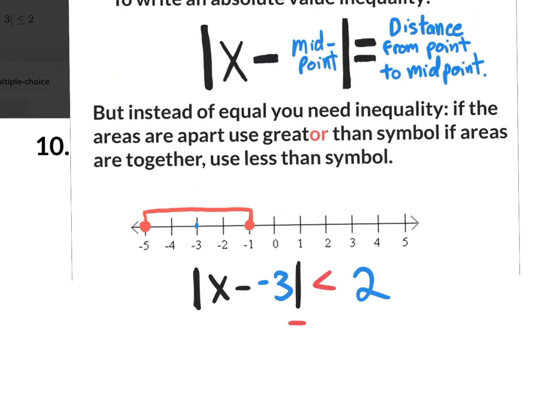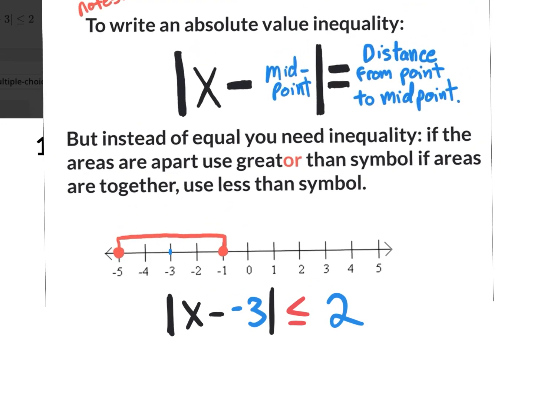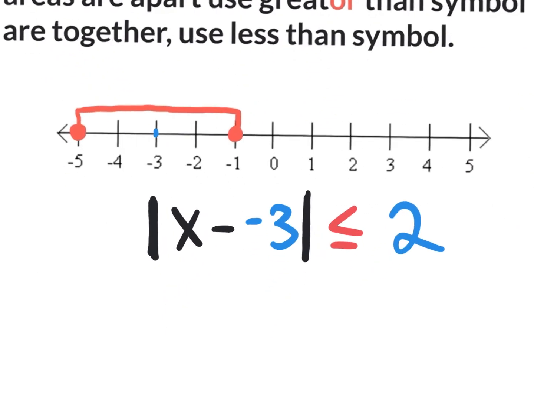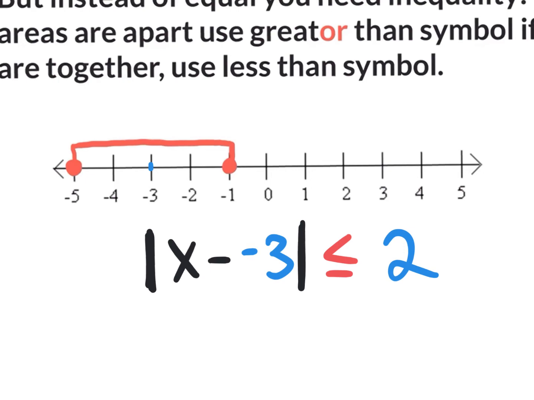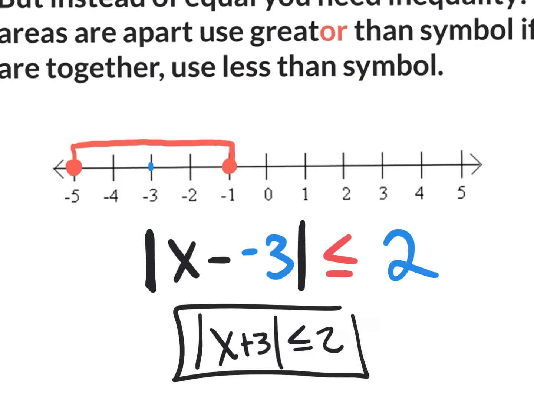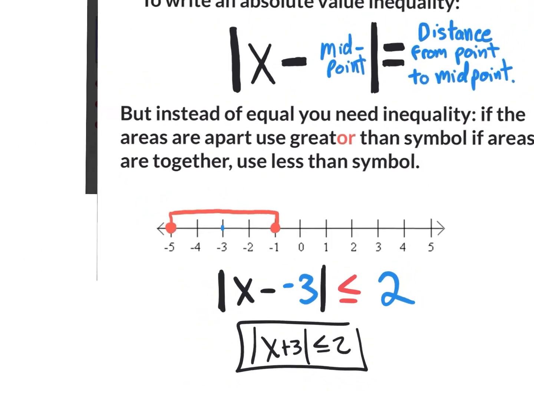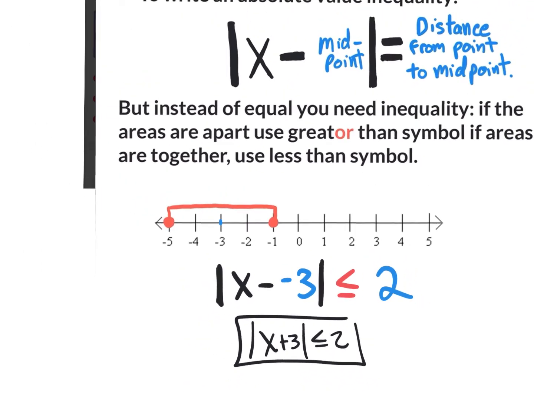The only other thing that you could do to make this look nicer is to change the minus minus to a plus. Okay? So your final answer should read absolute value of x plus 3, close absolute value, is less than or equal to 2. That is the absolute value inequality that is represented with this graph, this number line.